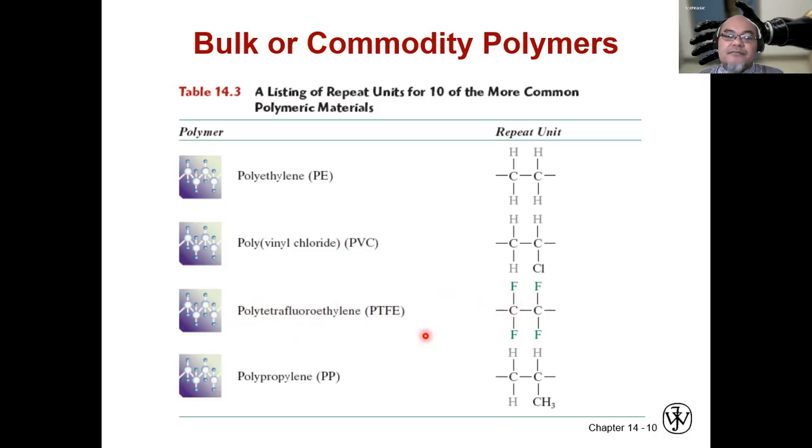Then we have polypropylene. Polypropylene basically comes from propene, and it makes its bond at the second, or middle, carbon atom. So it looks like ethylene, only one of the hydrogen atoms is replaced with a single methyl functional group.